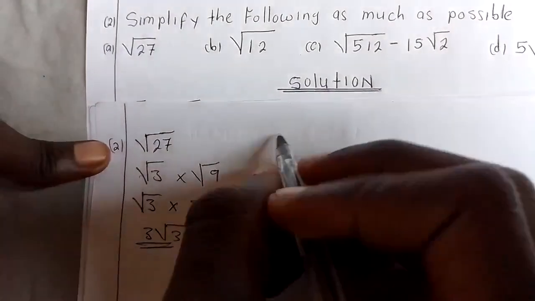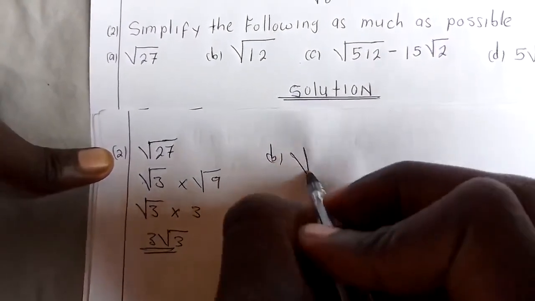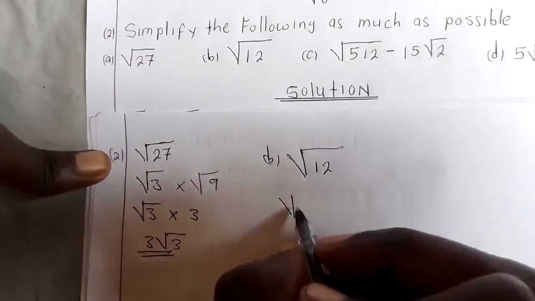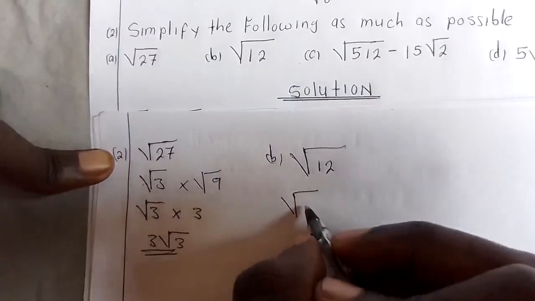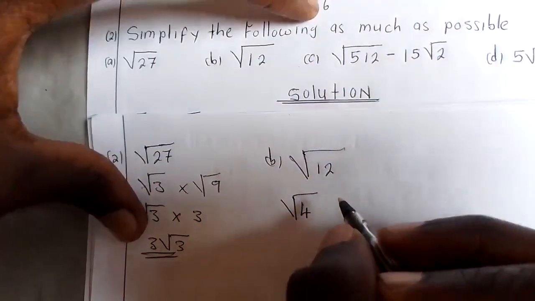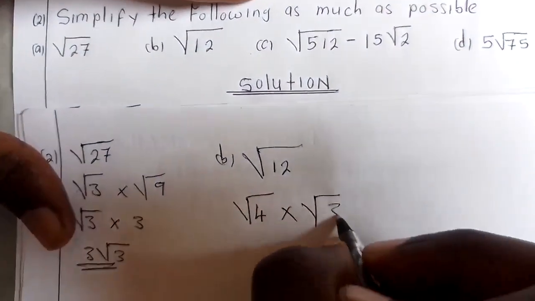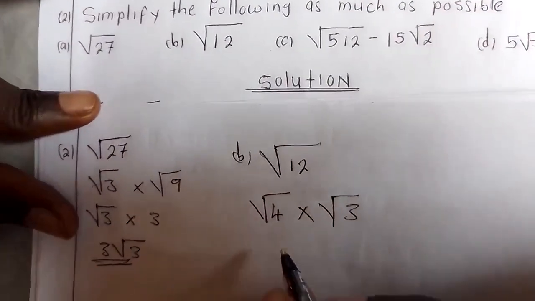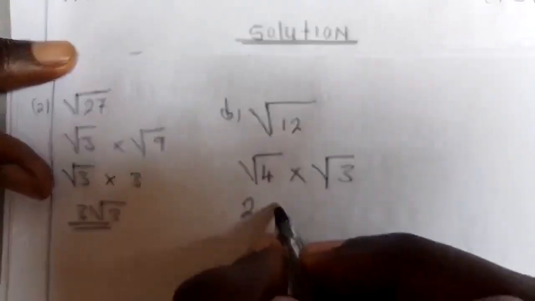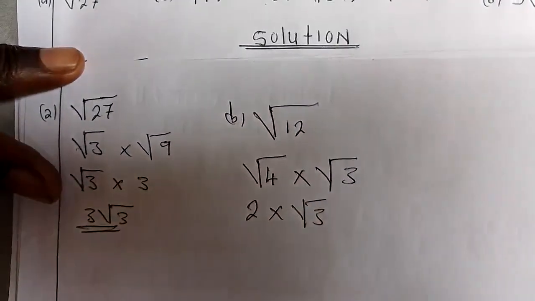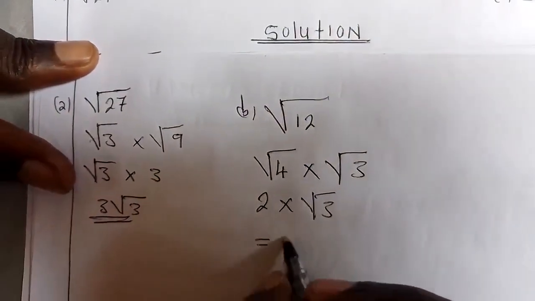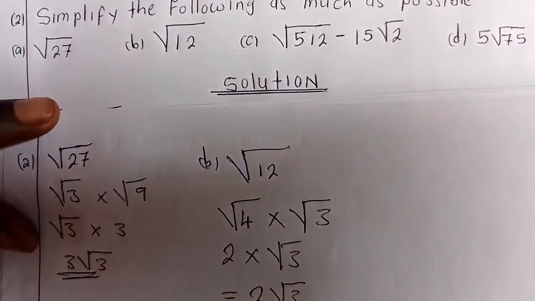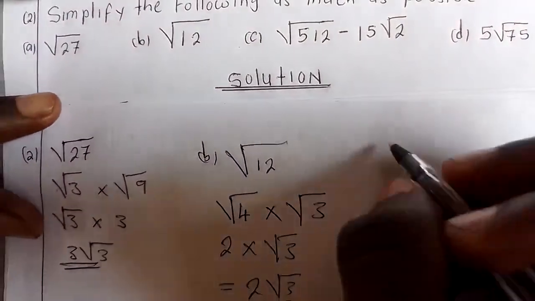So you're done. We come to B. The same concept applies. We know that the square root of 12 can be written as the root of 4 multiplied by the root of 3. Is it true? Yes. We know that the root of 4 is 2, so this can be written as 2 root 3. Very simple.